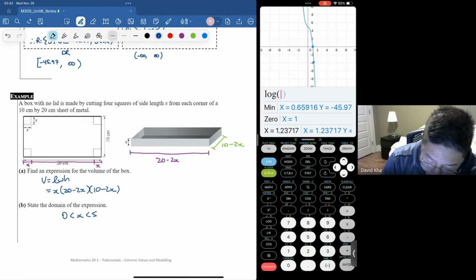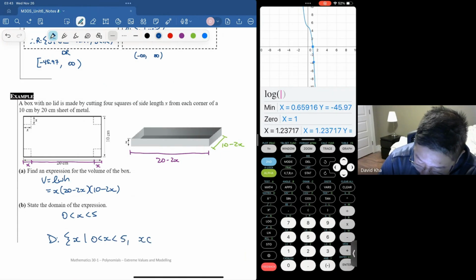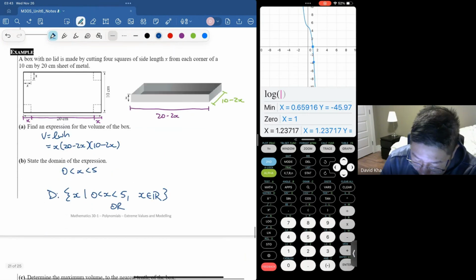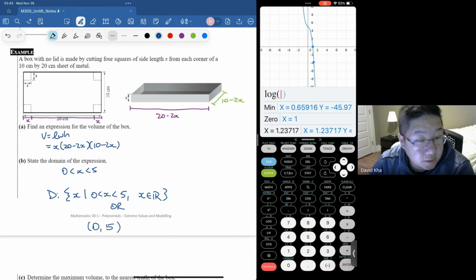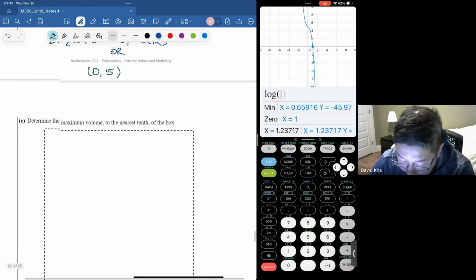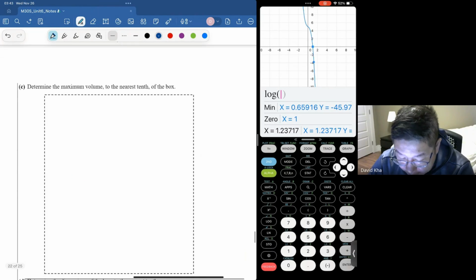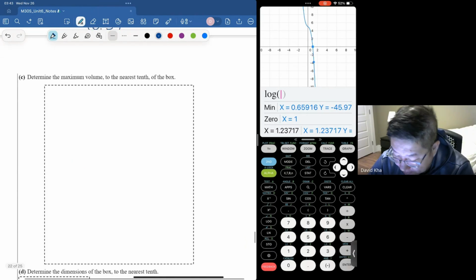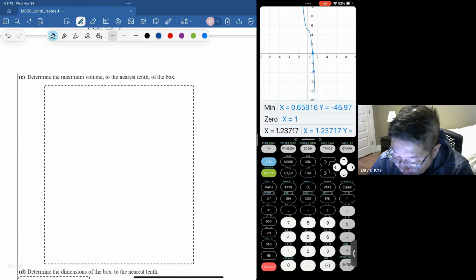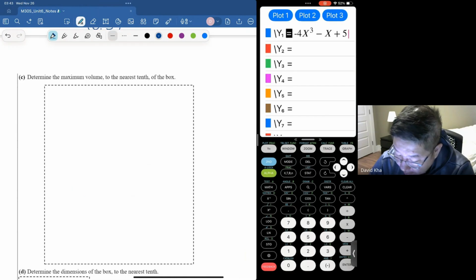And so when we write the domain, we're going to do it very formally. It's the set of x such that 0 is less than x, less than 5, and x is taken from the set of real numbers. Or we could do it in interval notation, which would be 0, 5, with open brackets there. Okay, hopefully that makes sense. All right, let's determine the maximum volume to the nearest tenth. Okay, to determine the maximum volume, we're going to go back to our graphing calculator.